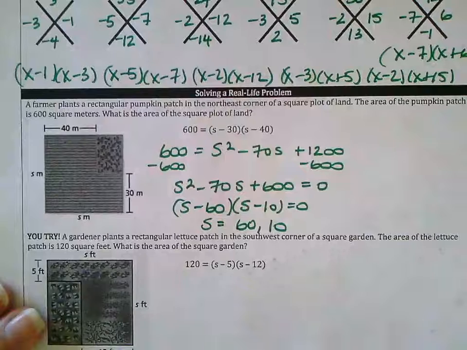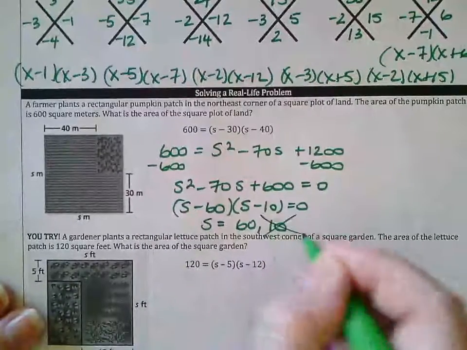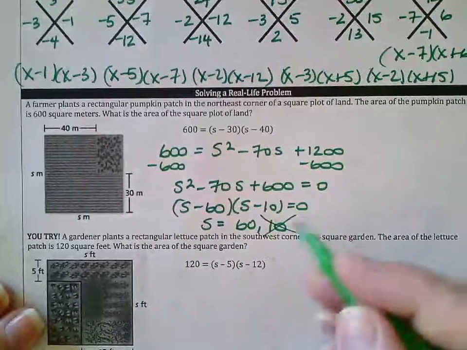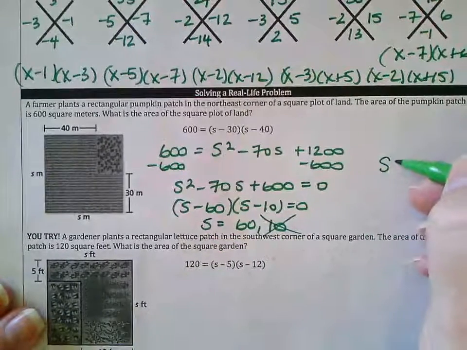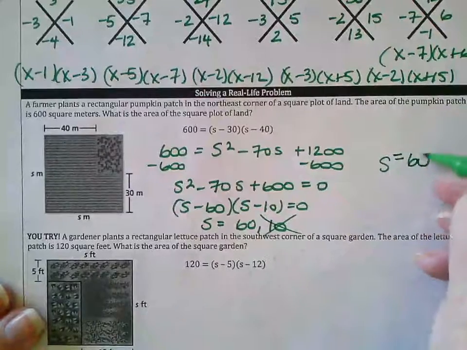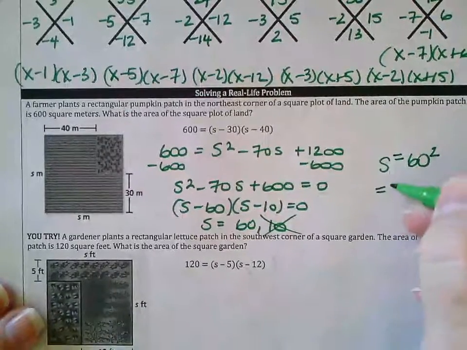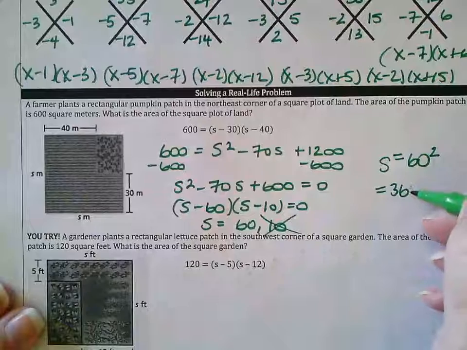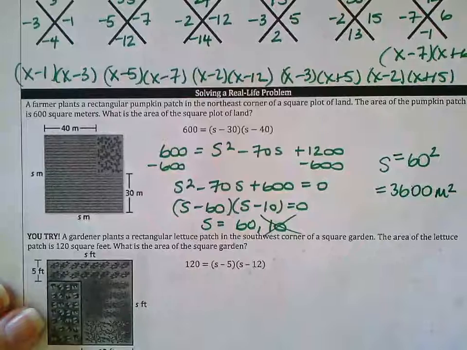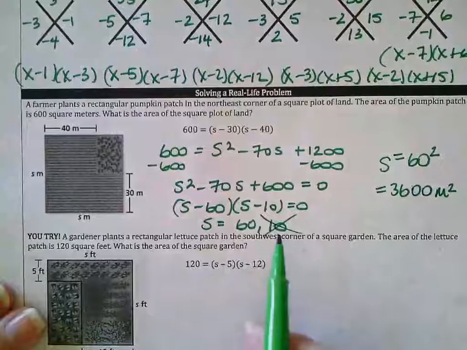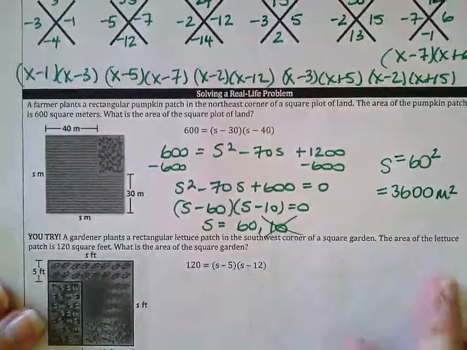Well, if you plug these back in, you'll see that it cannot be 60. Okay? I'm sorry, it cannot be 10. This answer right here, it doesn't make sense. So 60 is our answer. And eventually you'll get really good at doing this. So the square, 60 squared, is 3,600 meters squared. Okay? The reason this doesn't work is because this has to be equal. So this, you'll find out if you plug it in, it wouldn't work.